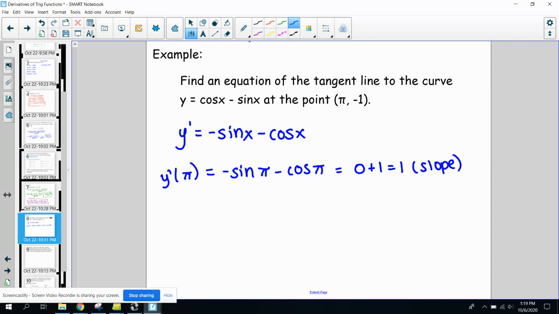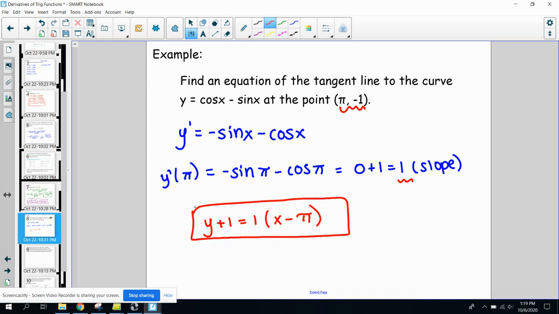So now I'm going to use my slope and the point that they gave us in point-slope form. So y minus my y value, so minus a negative 1, that becomes plus 1, equals my slope of 1 times x minus my x value of pi. And you could solve this for y, or you could leave it just like that.